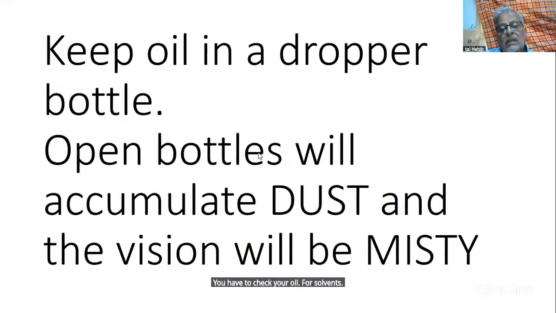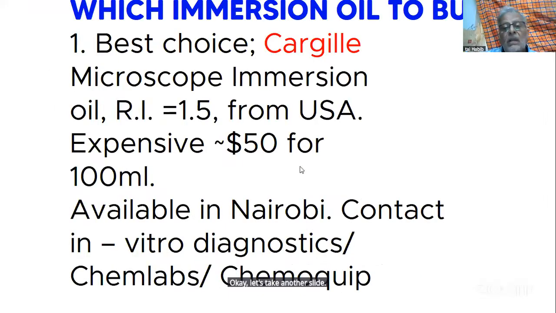Okay, let's take another slide. Now, the question is, all right, I have oil which has got a solvent. What is my next move? You have to buy the best oil in the market. It's called Cargill. It's from the US. It costs $50, roughly 5,000 to 7,000 per 100 ml. It's available in Nairobi. You can get it from a company called In Vitro, ChemLabs, ChemoQuip, Science-Scope, many other suppliers. They all keep Cargill. It comes sealed in a glass bottle. They don't even use a plastic bottle.